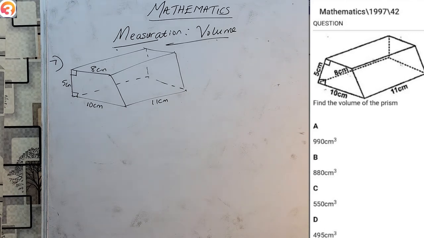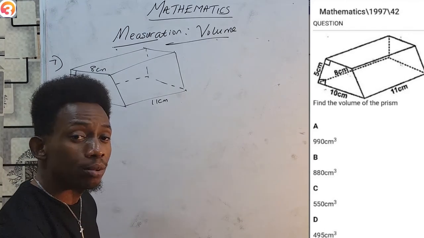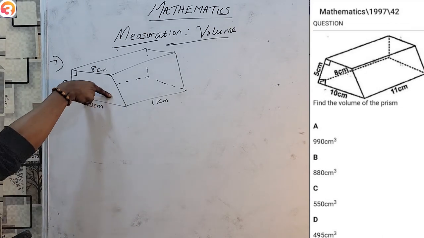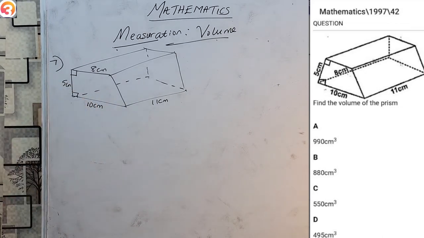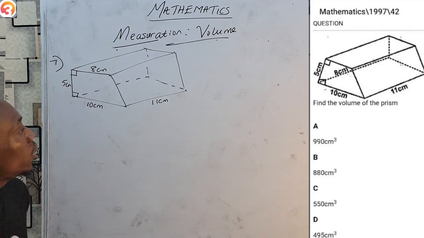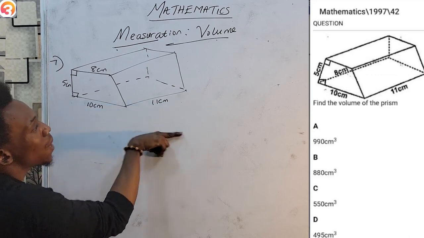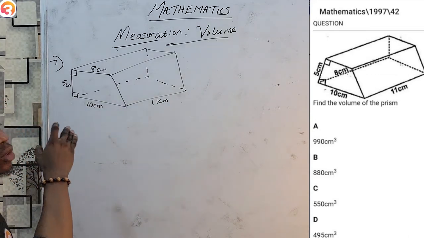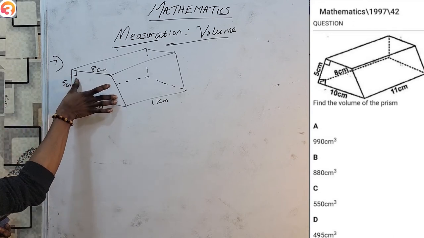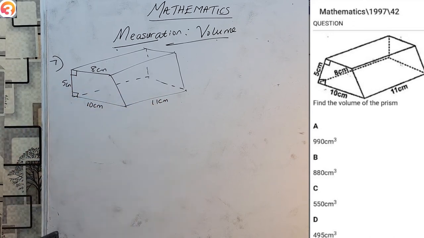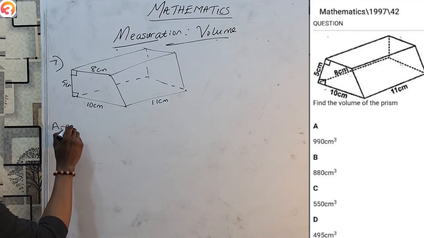Now, this is a prism, but instead of the common one, which is the triangular prism, this is having a trapezium here. But that doesn't change it. The formula for volume is always base area times perpendicular height. So how do I find my base area? In this question, actually, I could use these components as my base, and this would be my height, because it doesn't really matter, I could stand it up.